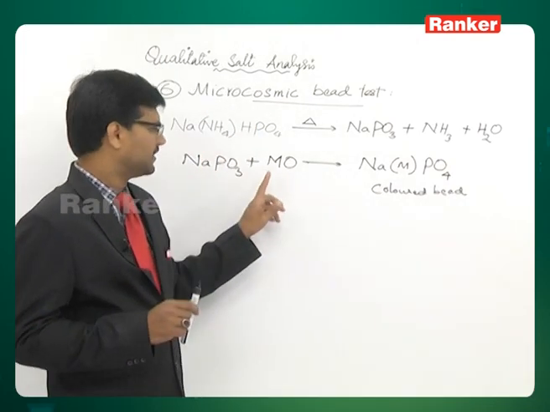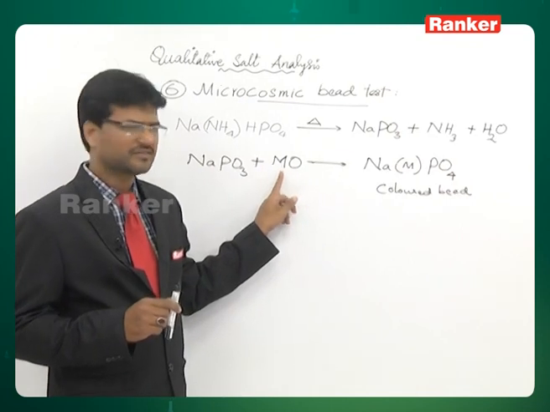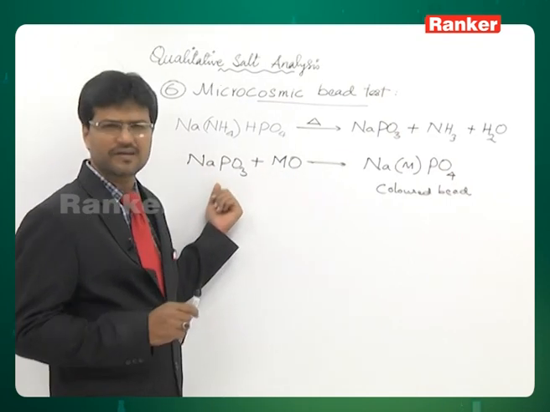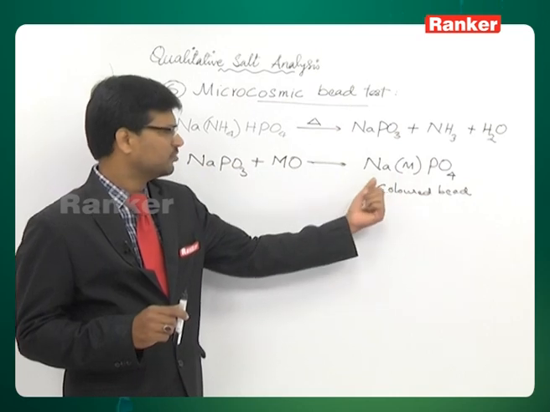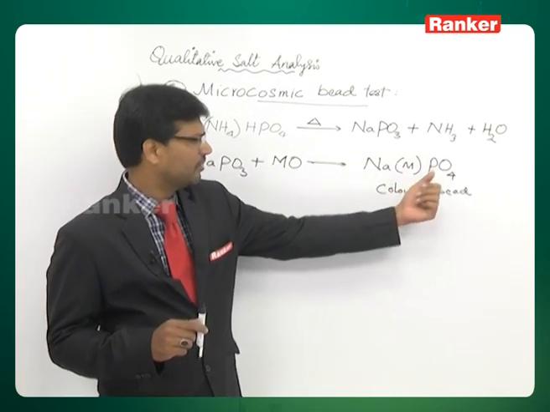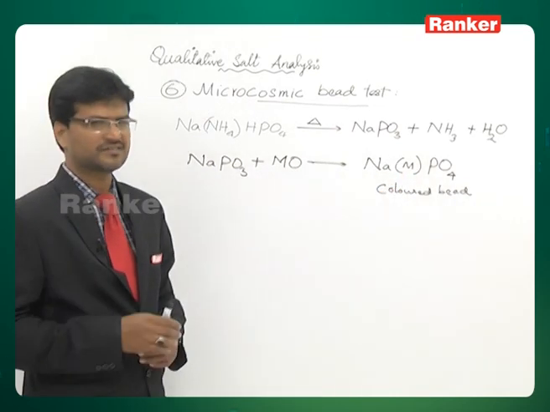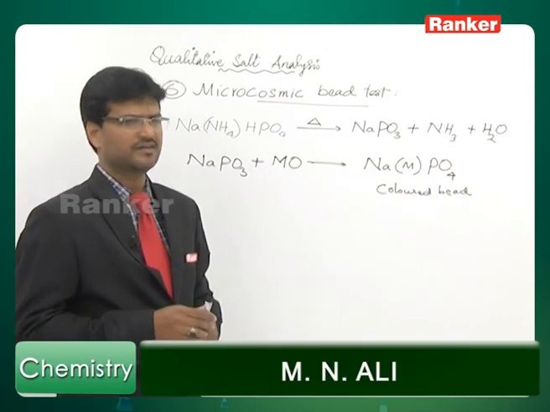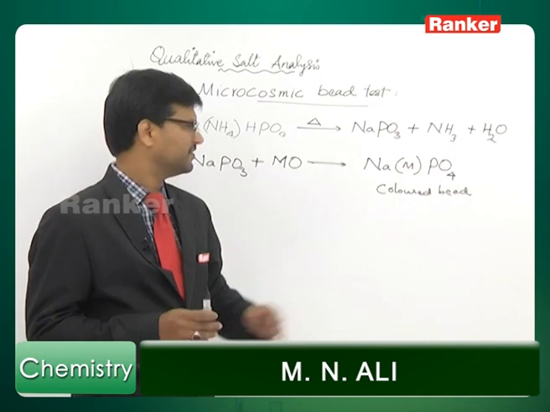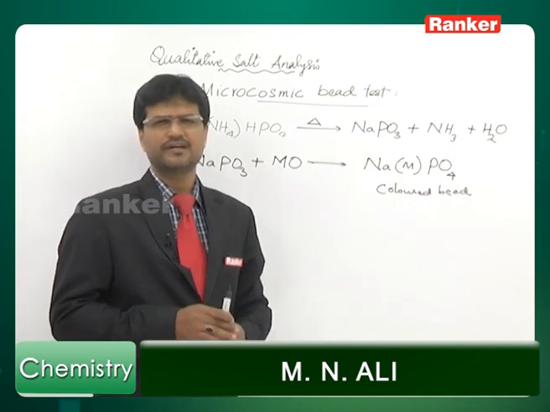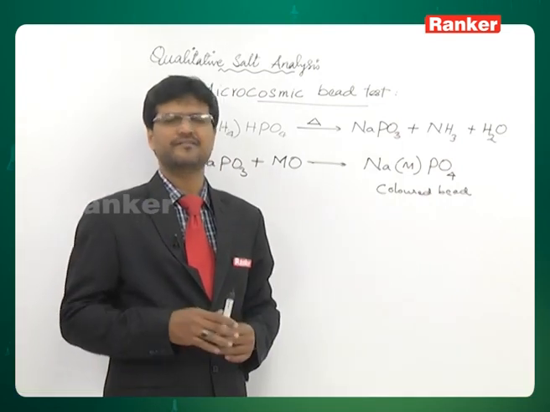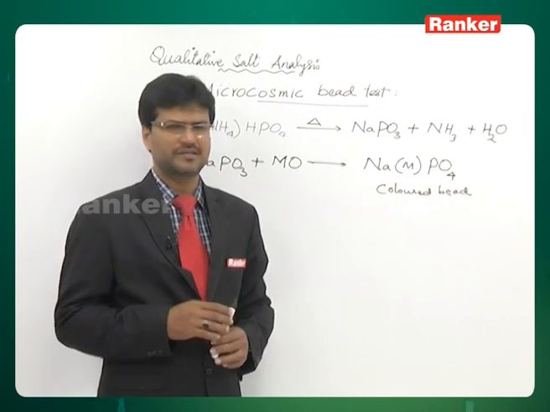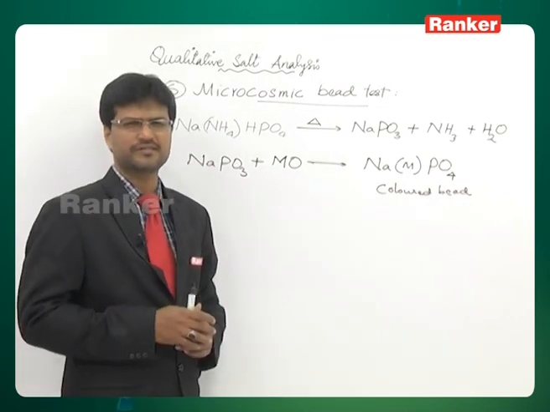When the metal salt is heated, it becomes metal oxide. This metal oxide will react with sodium metaphosphate to give sodium metal orthophosphate, which is a colored substance. For example, if it is copper, you get a bluish green bead. If it is cobalt, you get a blue colored bead. If it is ferrous, you get light green. If it is ferric, you get a lemon yellow colored bead. That's about the microcosmic bead test.